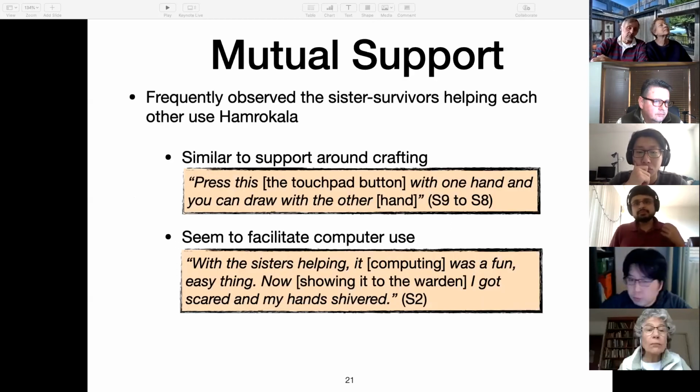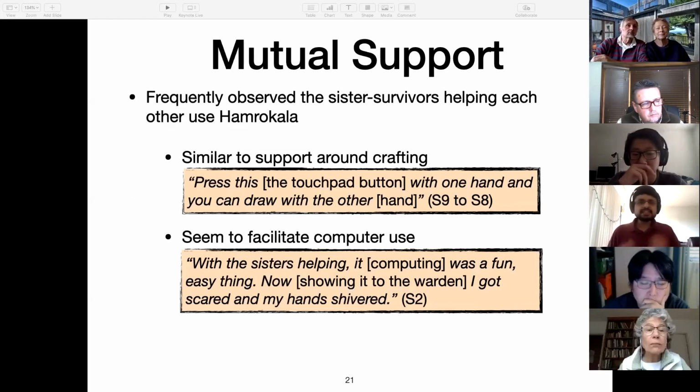Now, during the session, we noticed the sister survivors helping one another to use computers. In these cases, some explicitly asked for help, whereas others came to help without being asked. The support was similar to the support we'd noticed they provide each other during their crafting process. This seemed to facilitate computer use and make it a fun activity, as we hear in S2's comment, who said that with the sisters helping, computing was a fun and easy thing.